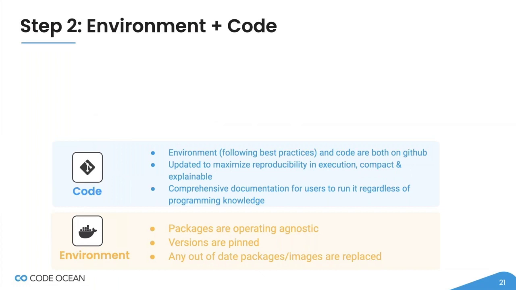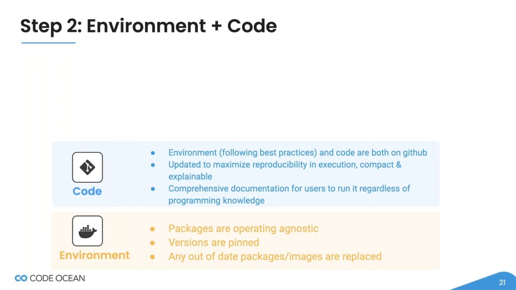When it comes to providing your code base on a platform like GitHub, your code should be updated to maximize reproducibility and execution. This might include making your code compact, or making your code explainable, or maybe setting a designated run file to ensure your code can be run end-to-end with a single command. And lastly, to ensure users can run it regardless of their programming knowledge, it's always important to include comprehensive documentation within your code base on GitHub. This might include, very typically, a README file or some other wiki files within GitHub to provide comprehensive instructions on what the code does, how to run the code, and how to alter the code for reuse potentially.